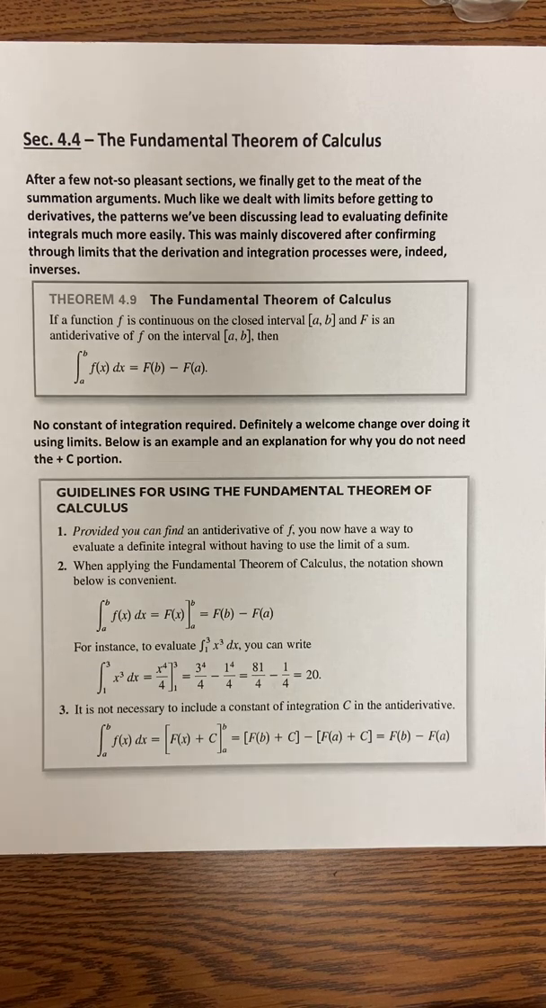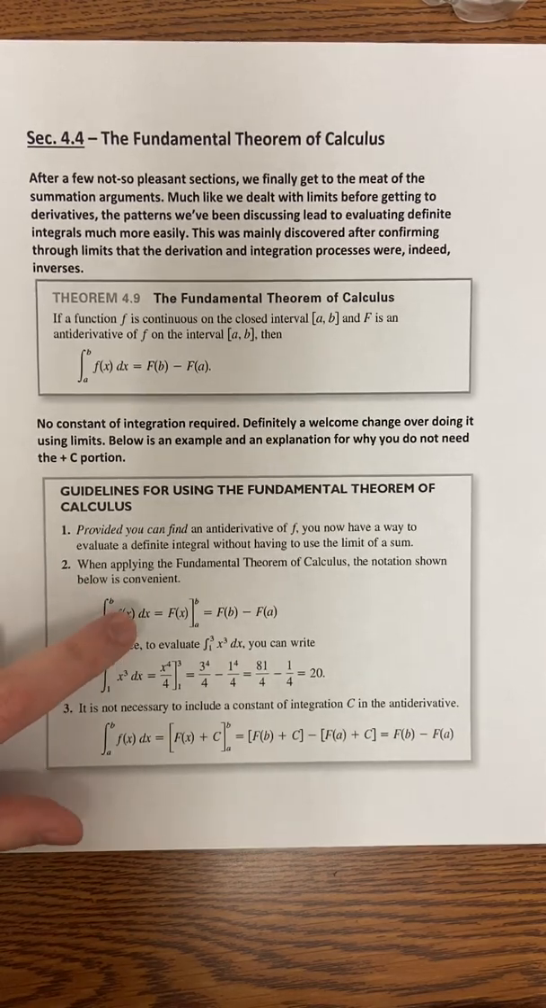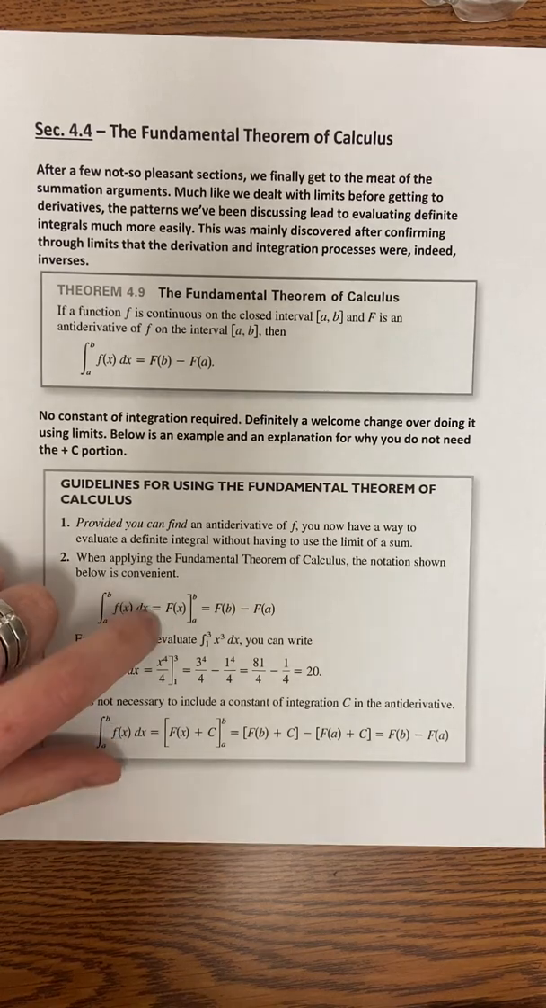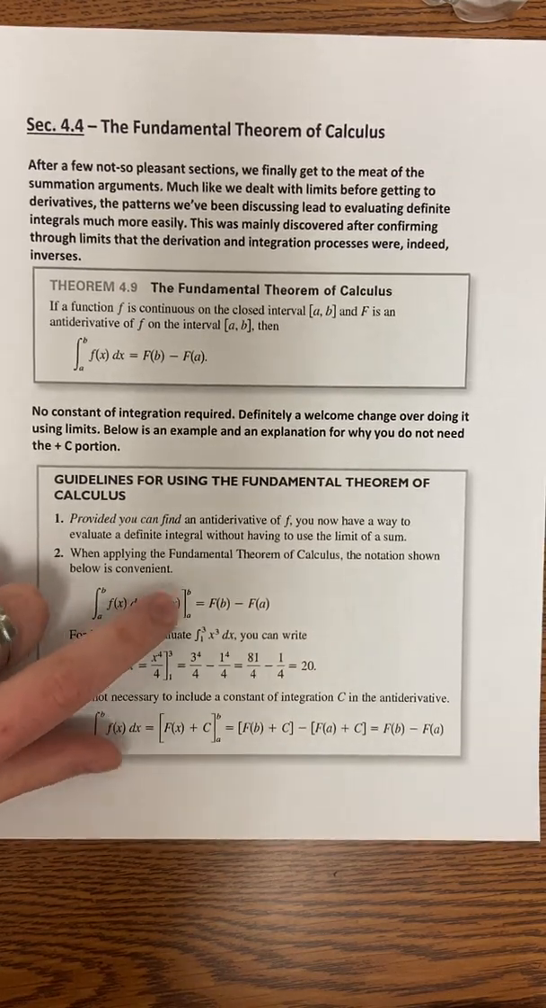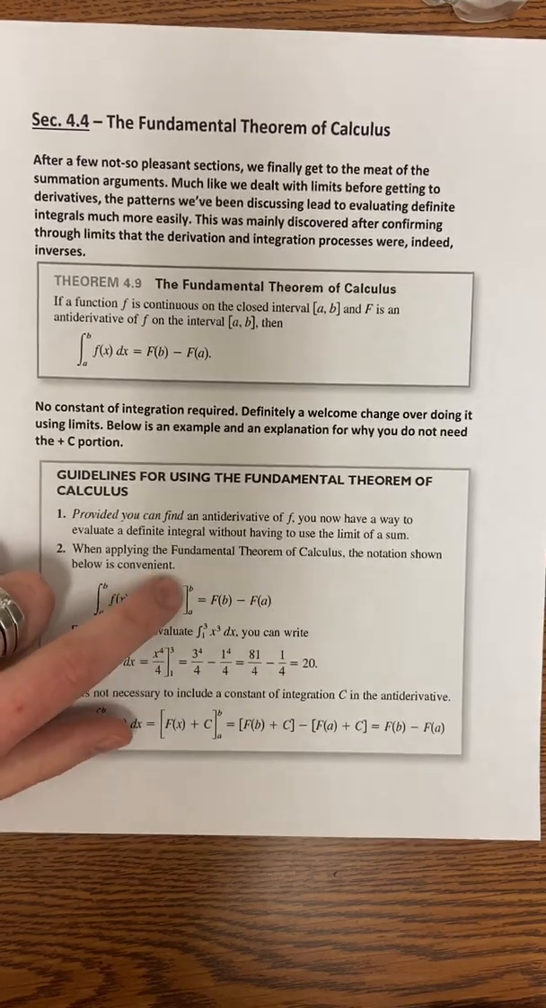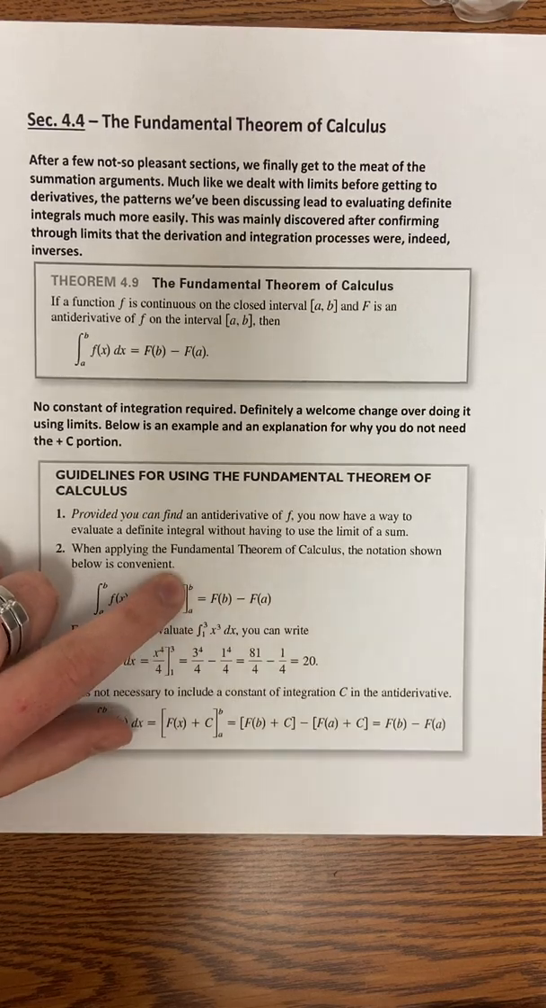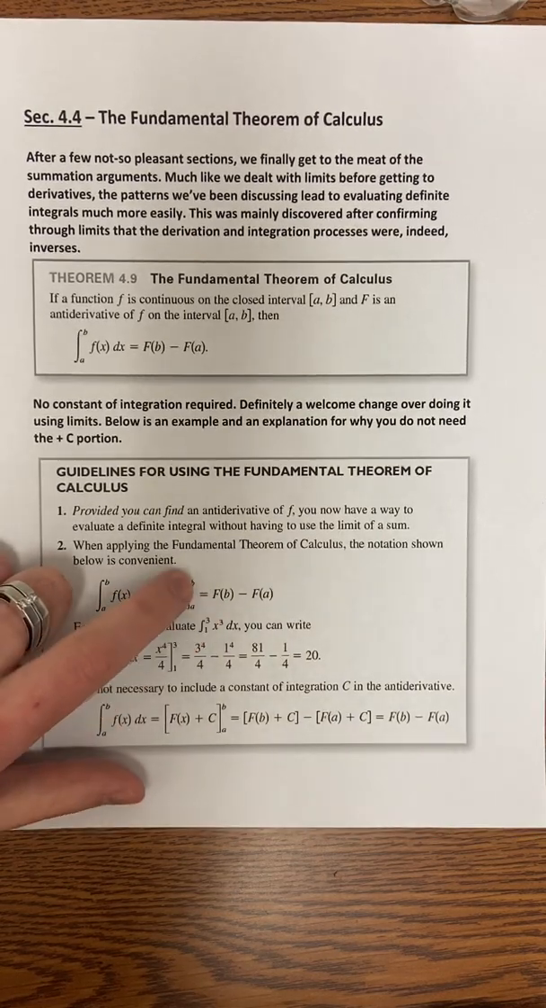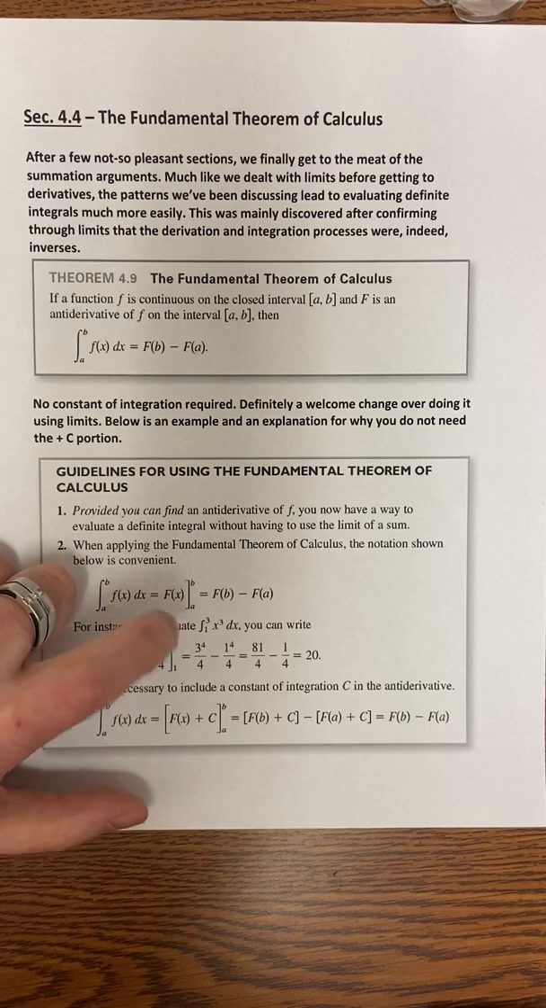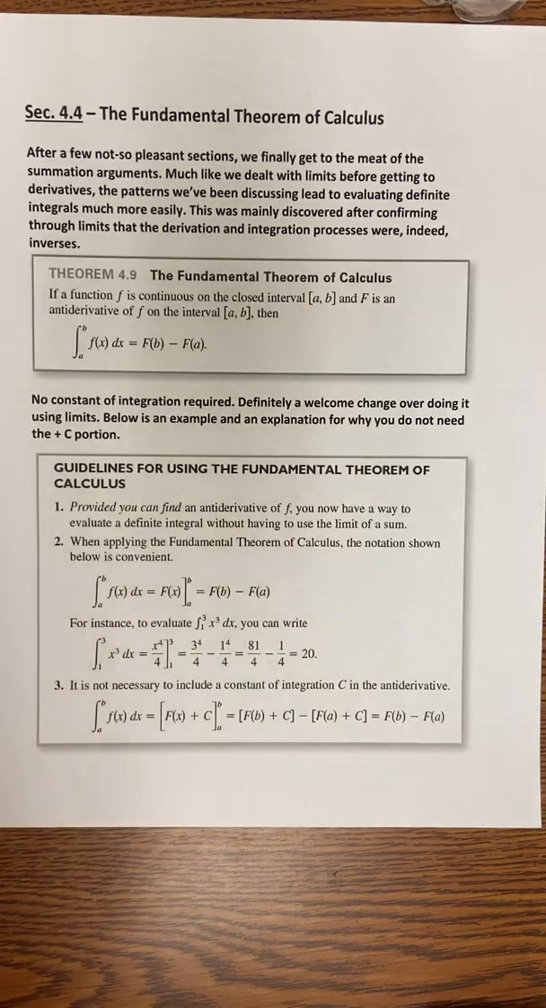So when applying the fundamental theorem of calculus, the notation below is how we would organize it. The integral from a to b of f of x dx gives you big F of x, our antiderivative, and the way we'll write this is evaluated from a to b, which is a fancy way of saying you plug in b, and then you subtract plugging in a, and that gives you your value.